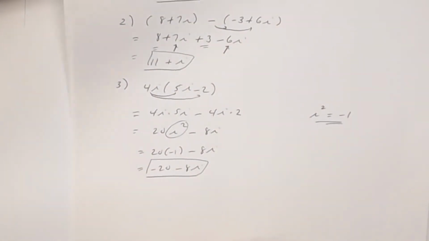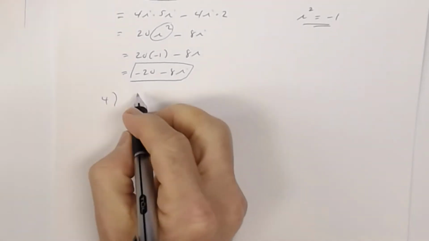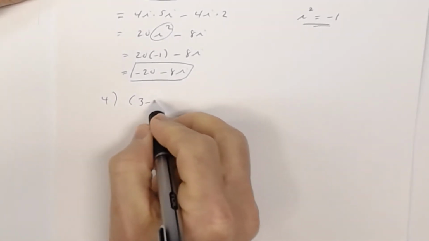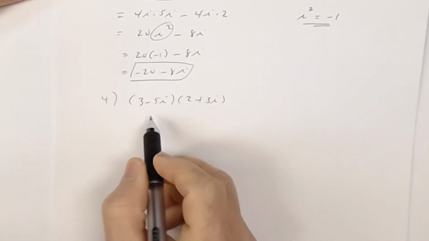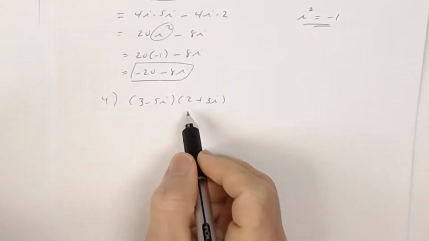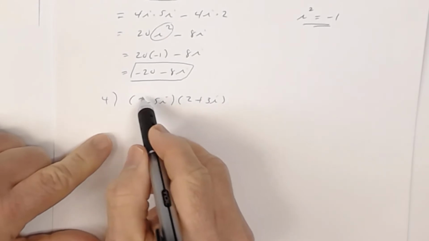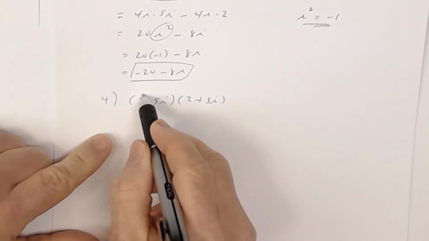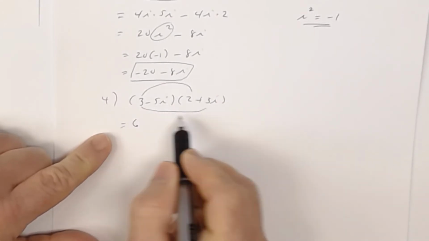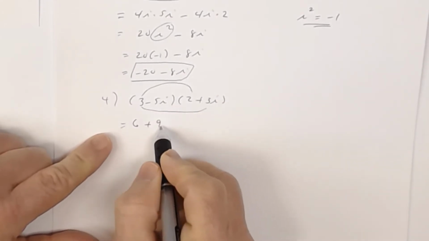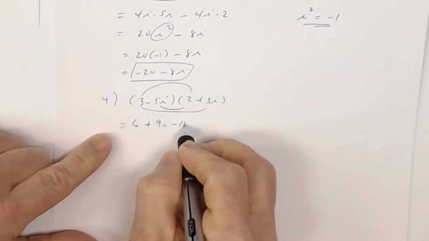Okay, number 4. We have 3 minus 5i times 2 plus 3i. Notice you have these two binomials, so you can treat this like you would multiply two binomials. Remember FOIL, F-O-I-L. First times first, 3 times 2 is 6. The outer is 3 times 3i, which is 9i. The inner, a negative 5i times 2, is a negative 10i.